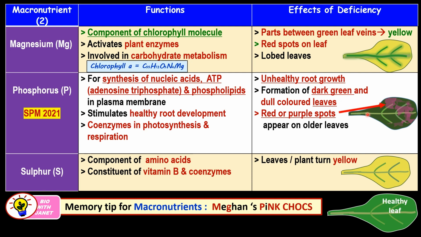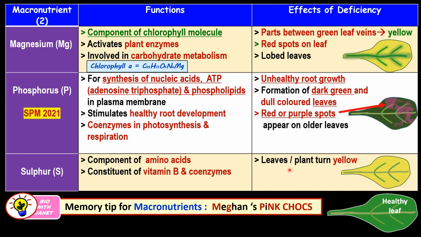So the color of the leaf is not like the normal green color of the leaf, but it tends to be darker green. And one more symptom that is quite unique is that there are red or purple spots that appear on the older leaves. So the leaf may look a bit reddish in color.